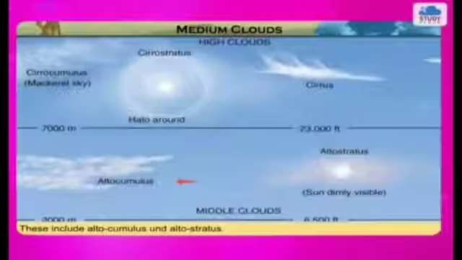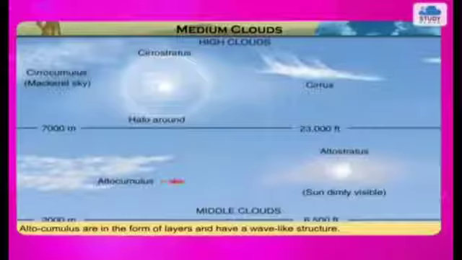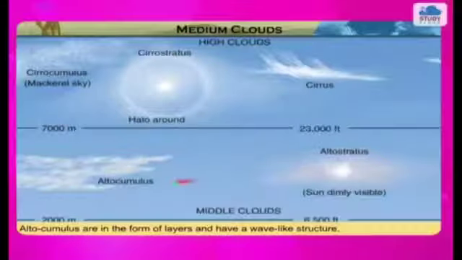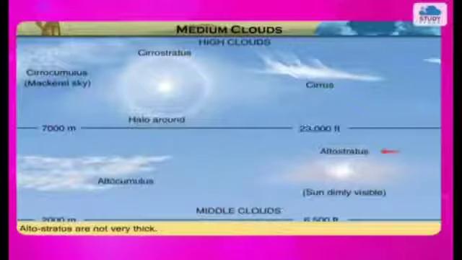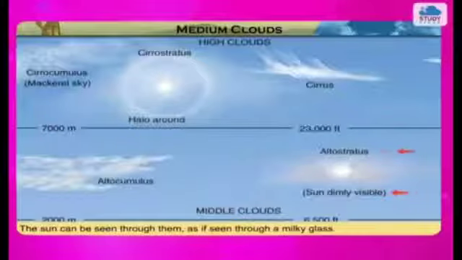Medium clouds. These include altocumulus and altostratus. Altocumulus are in the form of layers and have a wave-like structure. They are mostly white in color and have a gray shade. Altostratus are not very thick. The sun can be seen through them, as if seen through a milky glass.